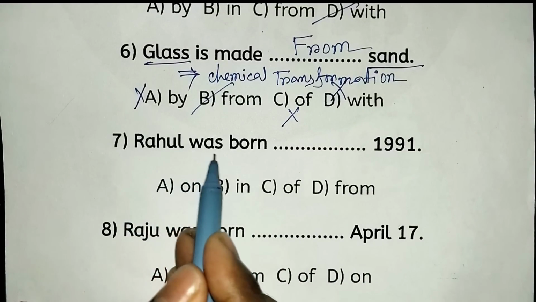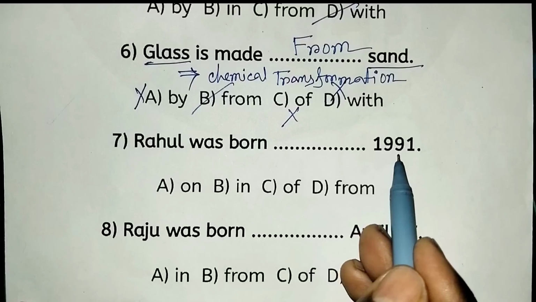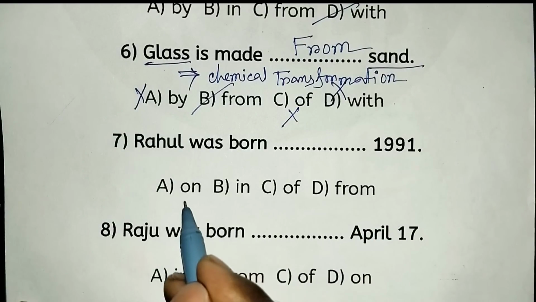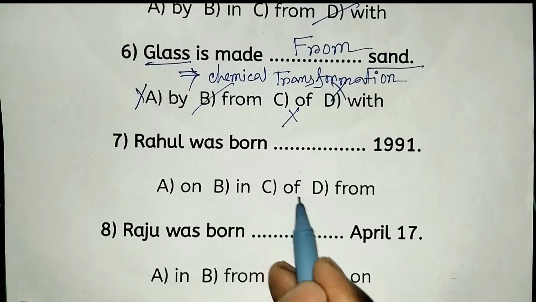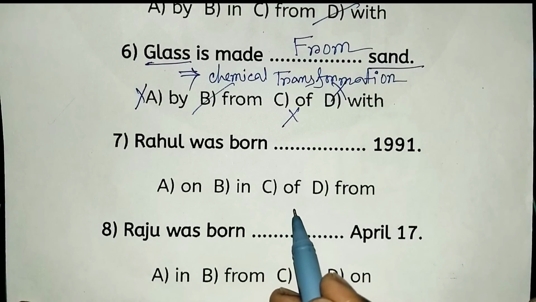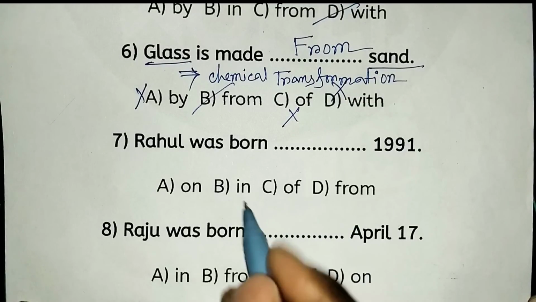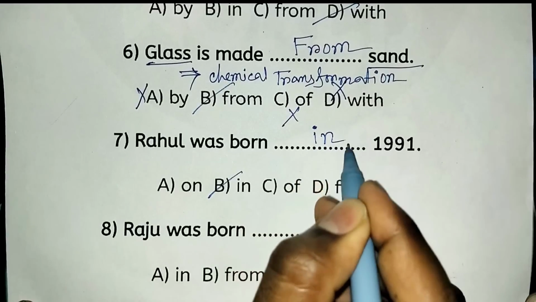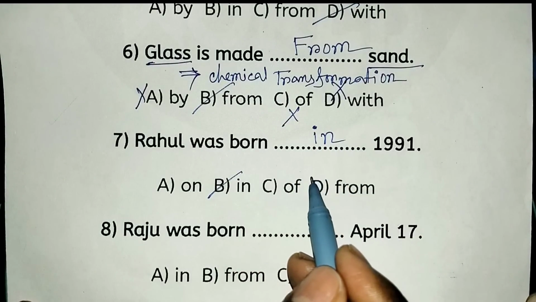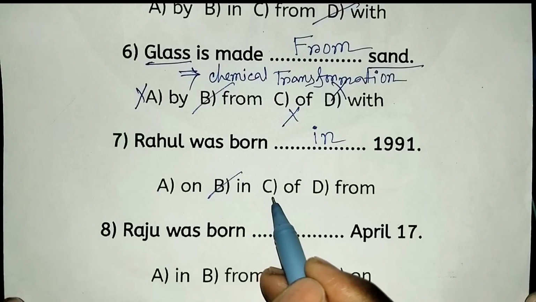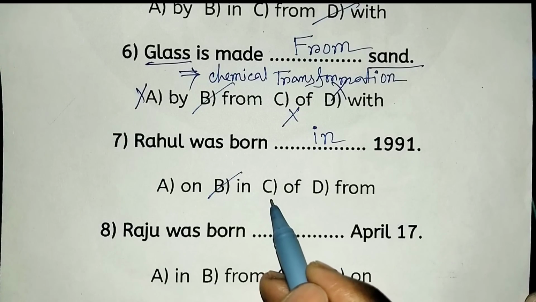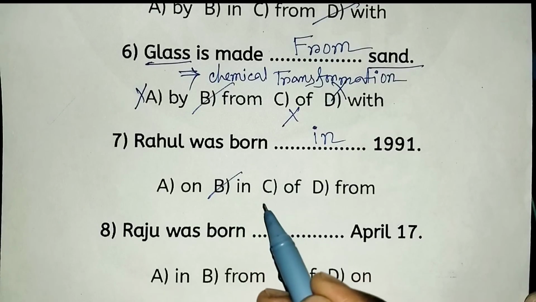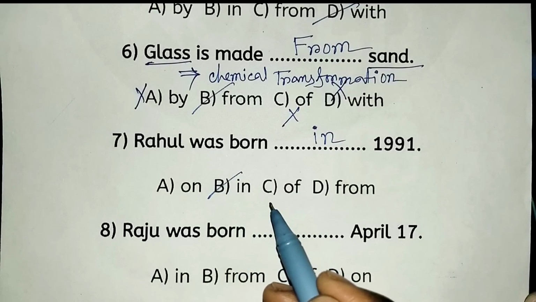Next. Rahul was born dash 1991. On, in, off, from. Which one is correct? The correct answer is option B, in. Now the question is why in? Because in is used with years, months, centuries, and long periods.